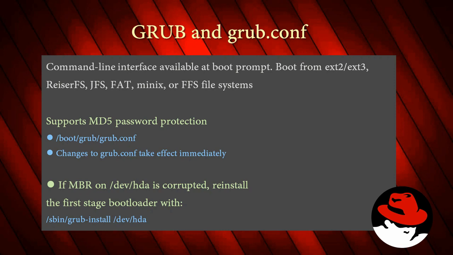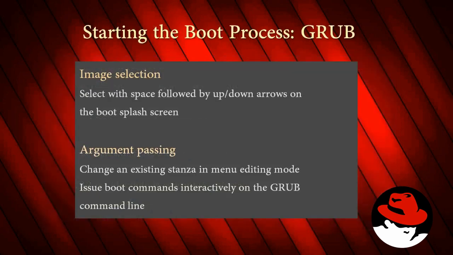So take precautions over that. If the MBR on the location /dev/sda is corrupted, you can reinstall the first stage bootloader with the command /sbin/grub-install /dev/sda. A copy of the bootloader is located here in sbin. We can start the boot process with GRUB.